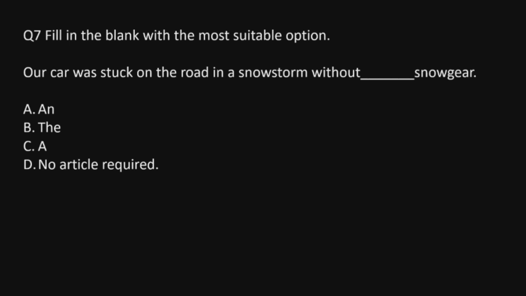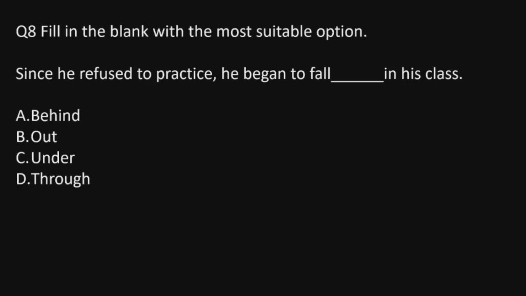After that, we don't have a bunch of snow gears, right? Snow gear is only the one. So the C option is also eliminated. So here the best option will be the. Our car was stuck on the road in a snowstorm without the snow gear. Okay, so here we are directly aiming towards the required snow gear. So the article the is the best option here.